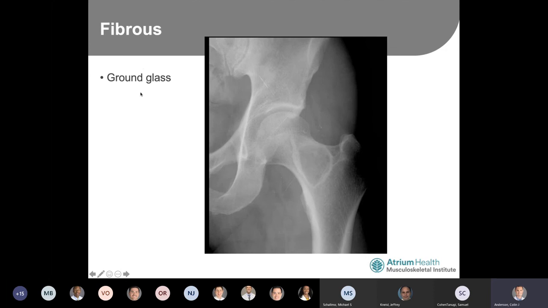And then fibrous, this is described as ground glass. Can be a little more difficult to call compared to osteoid or chondroid matrix. Sometimes it's best seen on a CT scan, but this X-ray is a good example of a well-circumscribed lesion with a rim of reactive bone in the femoral neck, with just a uniform hazy appearance to the lesion that is definitely suggestive of fibrous, and the diagnosis here is fibrous dysplasia.